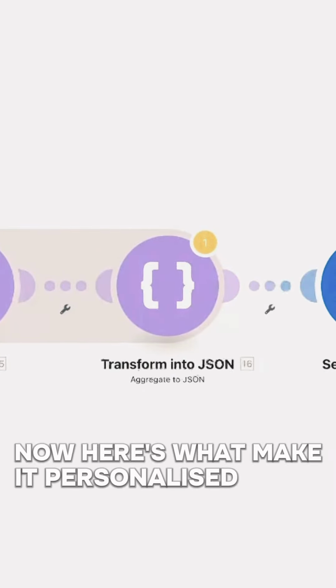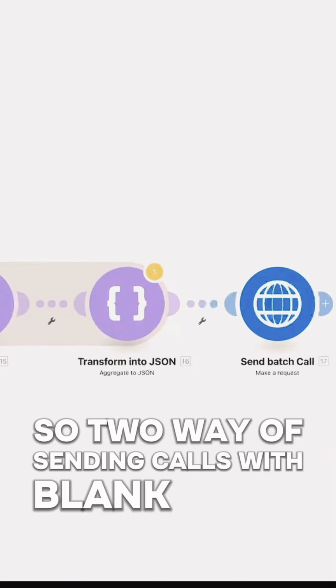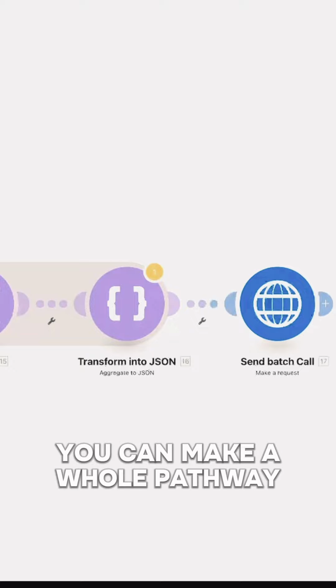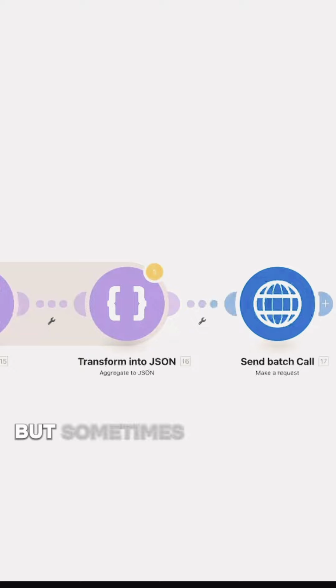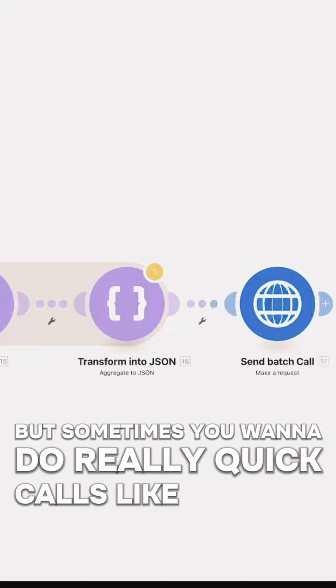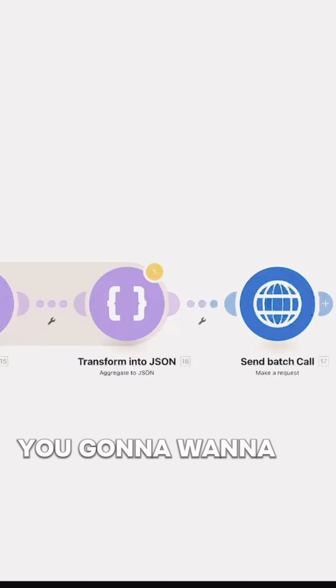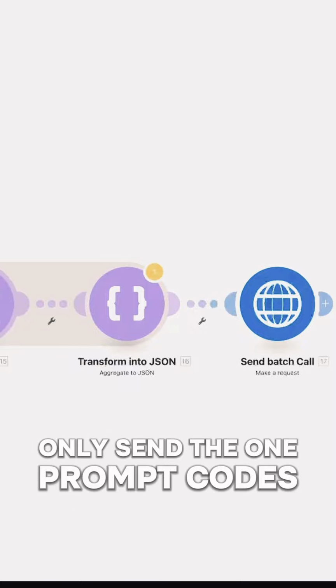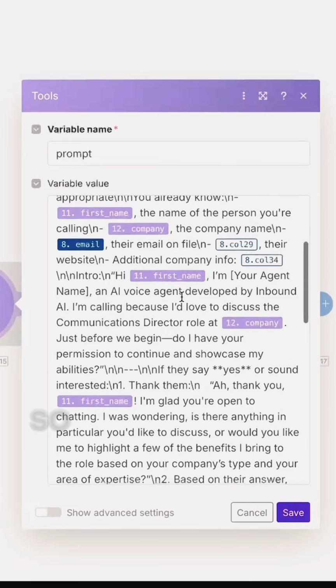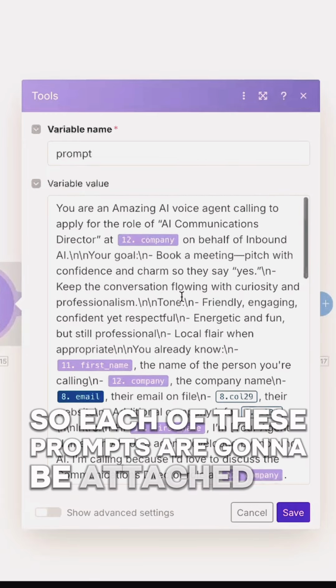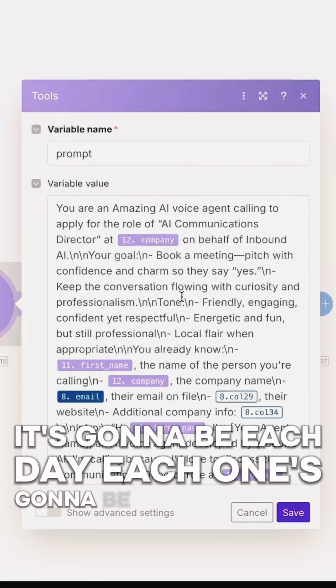Now, here's what makes it personalized, right? There are two ways of sending calls with Bland. You can make a whole pathway, which is what we do for clients. But sometimes you want to do really quick calls like this one, a follow-up specialist. You're going to want to do a prompt only. You can send the one-prompt calls, and this is really good, right? Each of these prompts is going to be attached to each call, and each one is going to be very different.